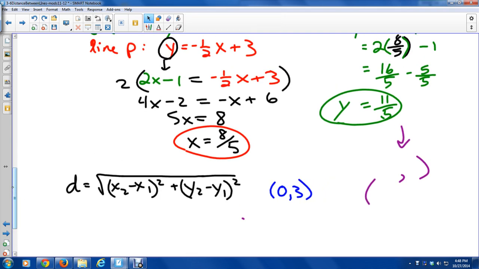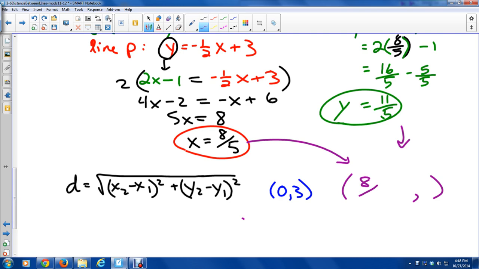First point was 0, 3. That was my original intercept. My new point is now x equals 8/5, and y equals 11/5, from my solution to my system of equations.